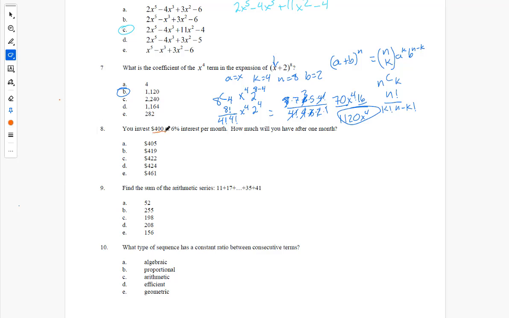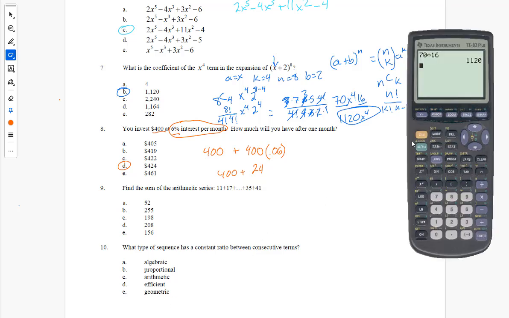You invest $400 at 6% interest per month. How much will you have after 1 month? Let's do the time value of money, but really we're going to take 400 and add to that 400 times 6%. We can actually do this one by hand, but we'll also do it on the calculator so you can see. This right here would be $24, and 400 plus 24 is 424. 8 is D.